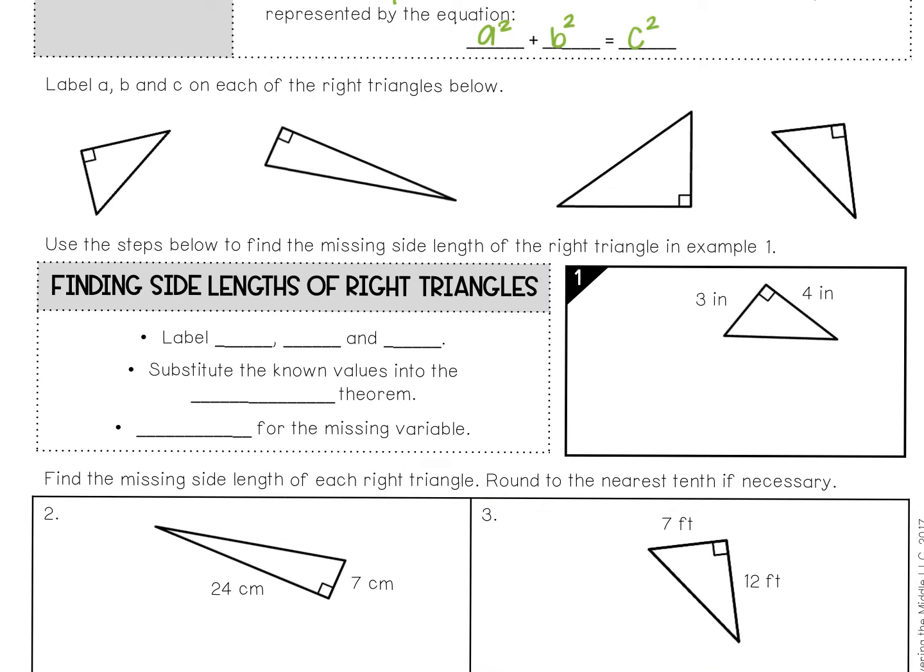Now we're going to look at some examples for labeling A, B, and C. So remember that the sides that touch the right angle, or come together to form the right angle, are always going to be A and B. The side across from the right angle is always going to be C. So looking for what touches the right angle and what's across from the right angle. The side that you pick to be A and the side that you pick to be B don't really matter. The legs are interchangeable.